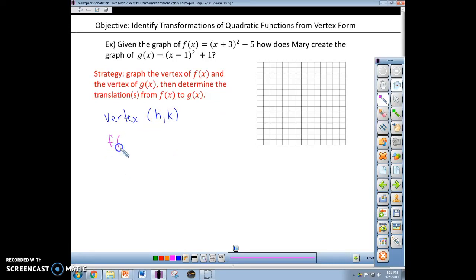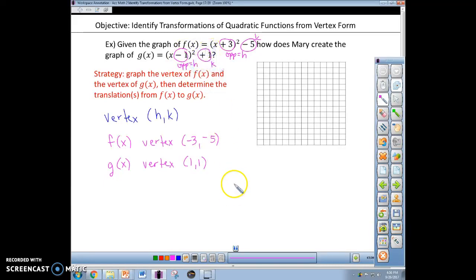So for f of x, the vertex would be -3, -5, where h would be the opposite of the +3, which is -3, and k would be the -5. And for g of x, the vertex would be 1, 1. The opposite of the -1, giving us the h value here of 1, and the +1 here, giving us the k value of 1.